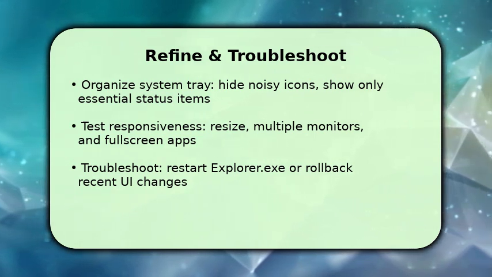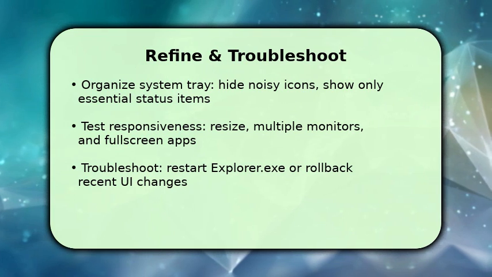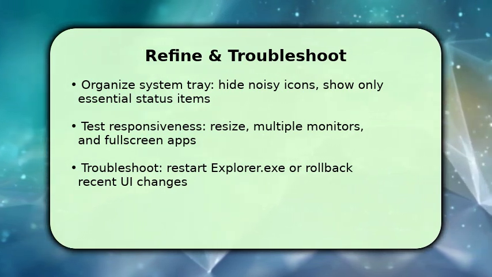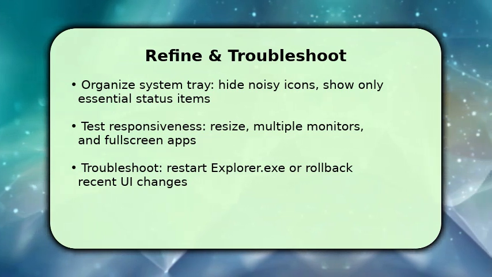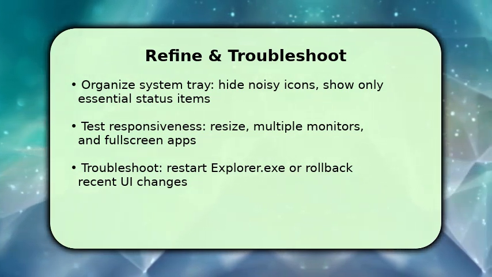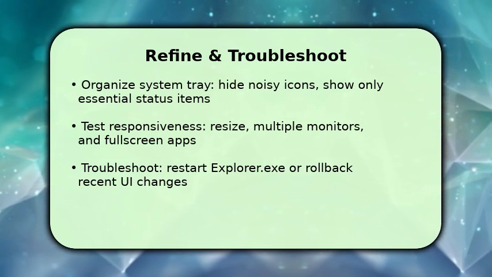If the bar misbehaves or icons vanish, restart Explorer.exe first. If that fails, undo the last visual tweak or restore a system theme. These final checks lock in a polished, dependable taskbar that looks good.